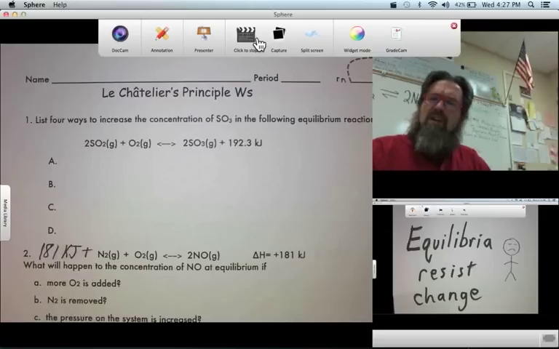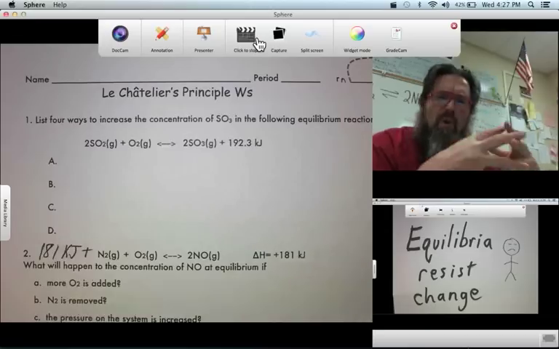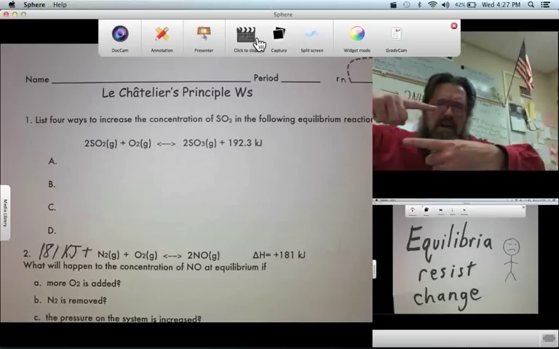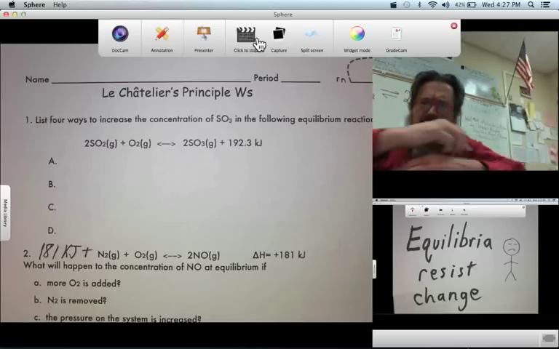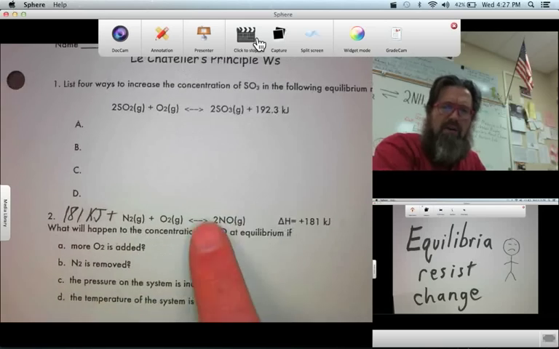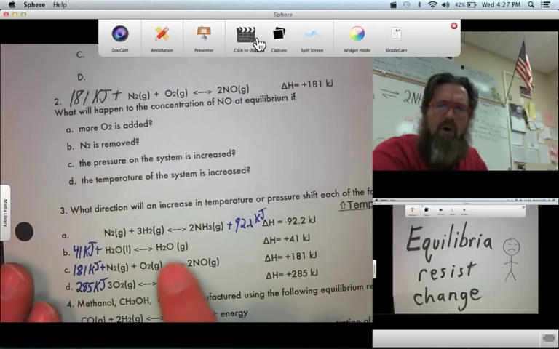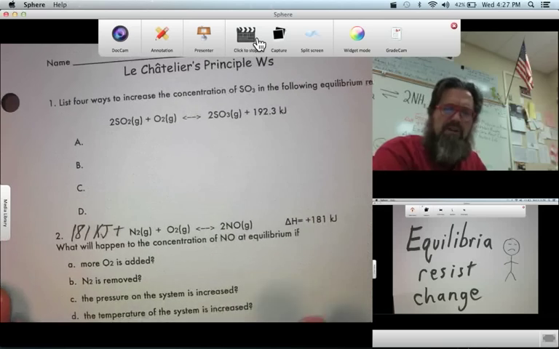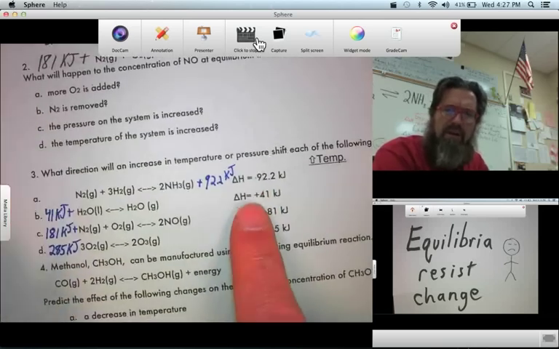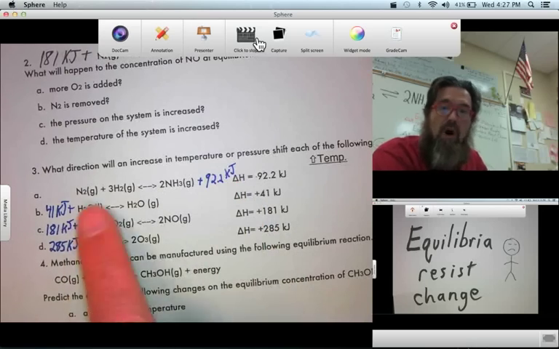Le Châtelier's principle is about equilibrium reactions, where the reaction arrow goes both ways, the forward reaction and the reverse reaction. So if you'll notice on the worksheet, all the arrows are double pointed. They go both ways. And you'll also notice where a delta H value is given, I have already added in the absolute value of delta H onto the proper side of the reaction.